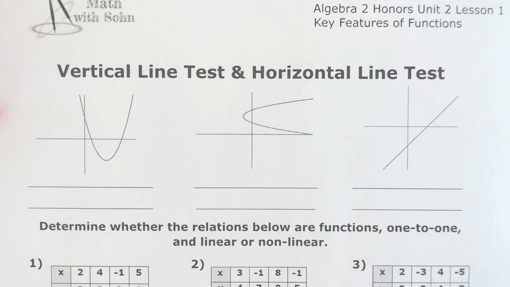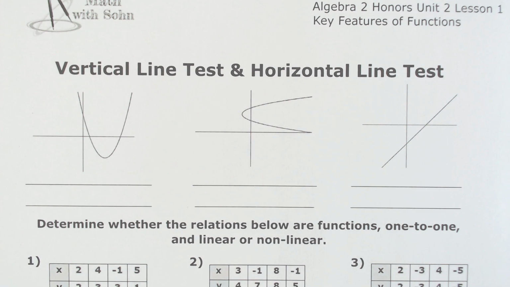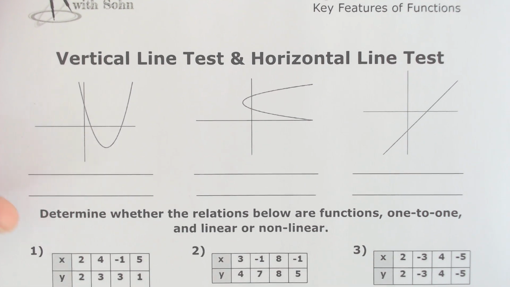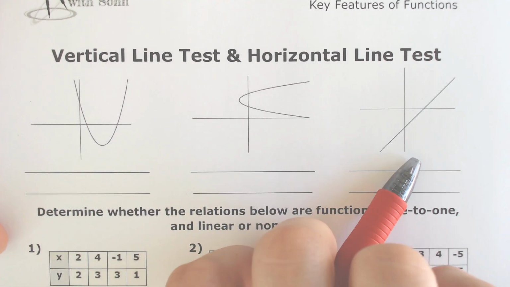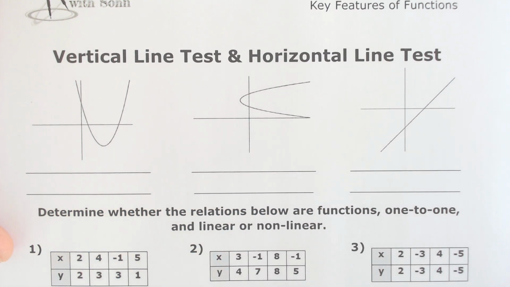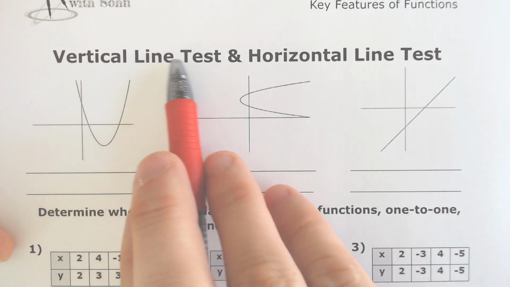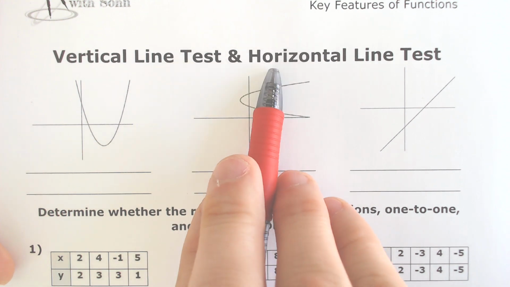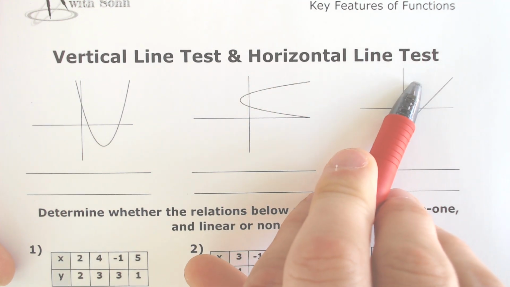Today we are going to be doing a lot about functions. We're going to be determining the domain and range, whether it's a function, whether it's one-to-one, or linear or nonlinear in every given way. So the first few are with it graphed for you. We are going to determine first if it is a function using the vertical line test, and then if it is one-to-one using the horizontal line test.